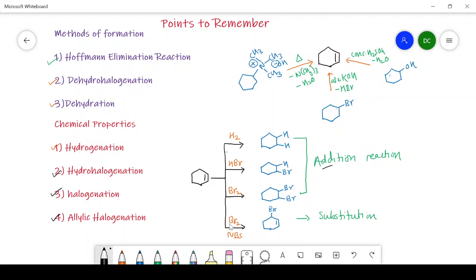Whereas, if the halogenation occurs in presence of N-bromosuccinimide, that is NBS, there is a substitution reaction at the allylic carbon and it gives allylic halogenation, that is, we get bromocyclohexene. This is all about cycloalkenes and their methods of formation and chemical properties.